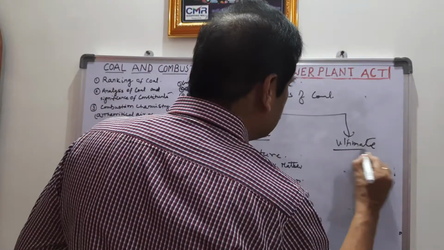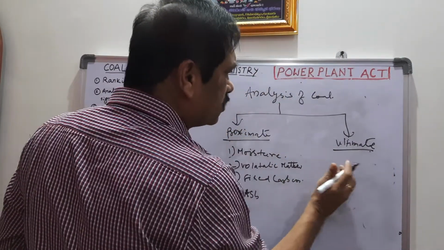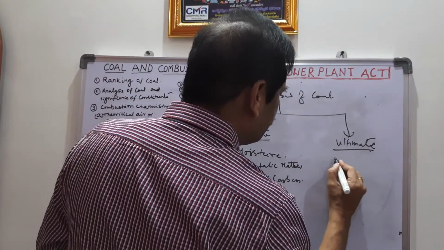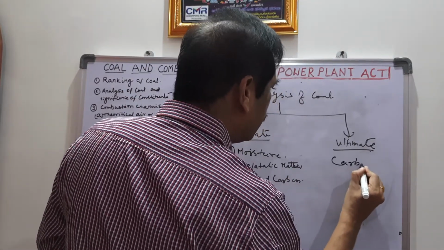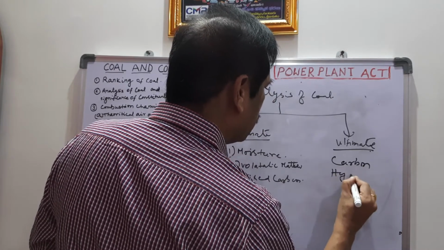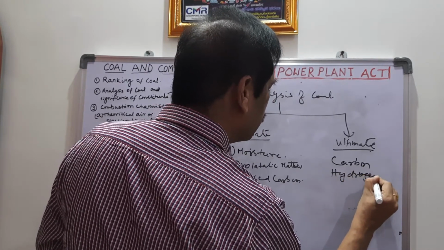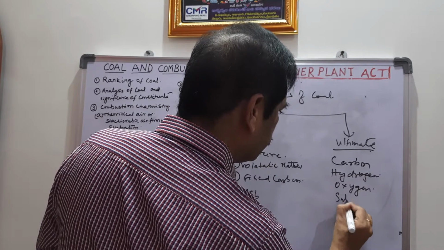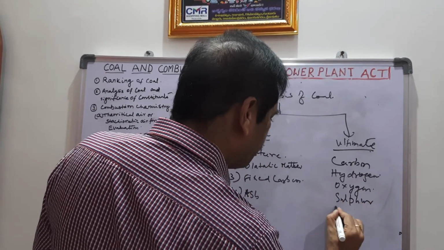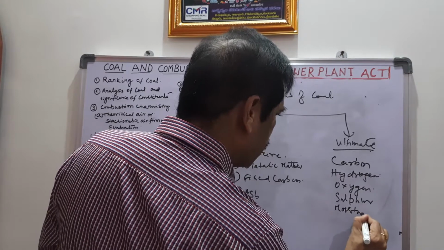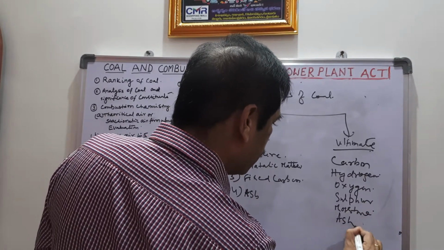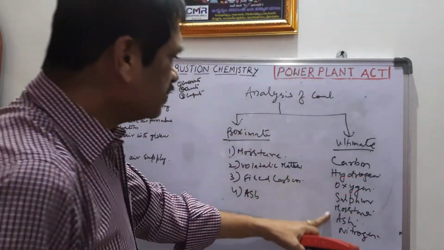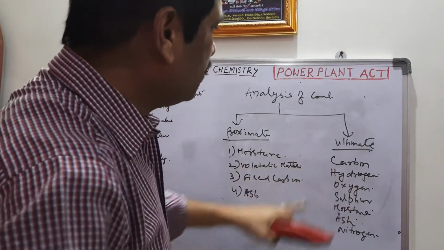Then ultimate analysis. In ultimate analysis, the following elements are calculated: carbon, hydrogen, oxygen, sulfur, moisture, ash, and nitrogen. These are the components we are calculating in the ultimate analysis.